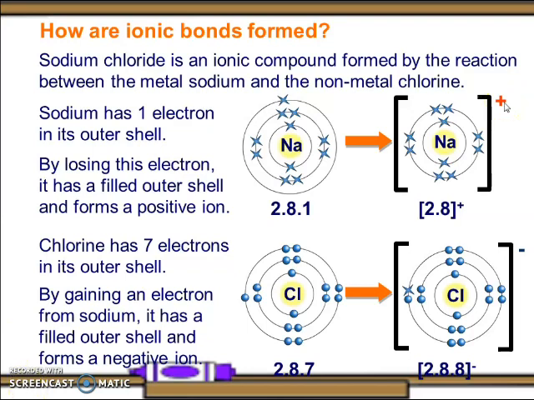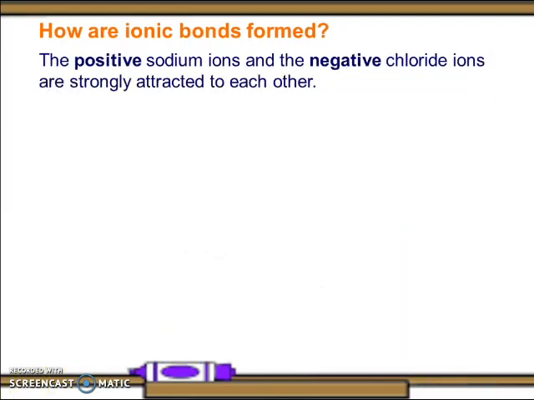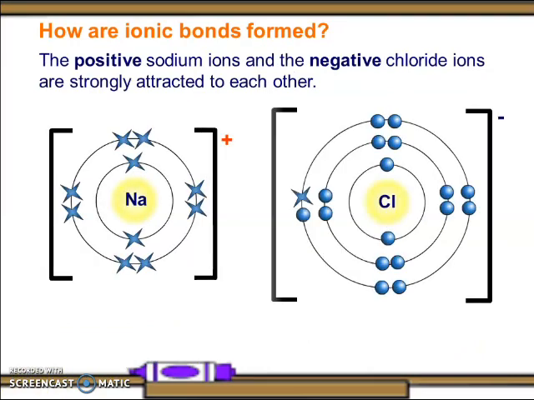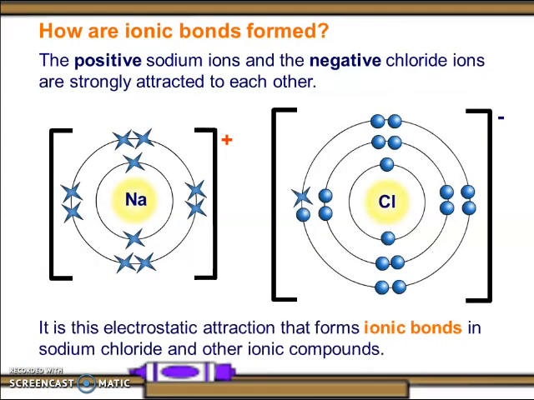Sodium becomes a cation as it loses an electron and transfers to the chlorine atom. Chlorine, gaining the electron, becomes an anion, and eventually an ionic bond is formed holding these ions together. The positive sodium ions and the negative chloride ions are strongly attracted to each other. It is the electrostatic attraction that forms ionic bonds in sodium chloride and other ionic compounds. Ionic bonding happens between metals and non-metals.